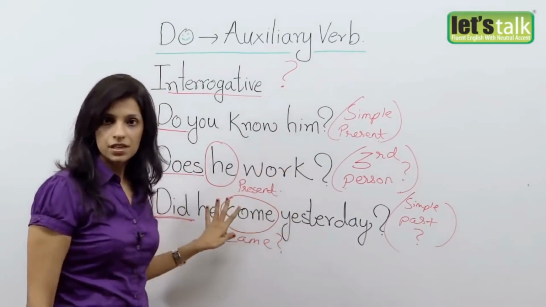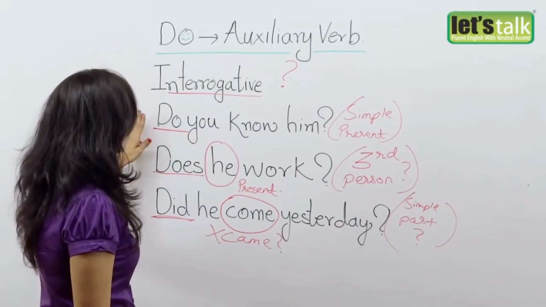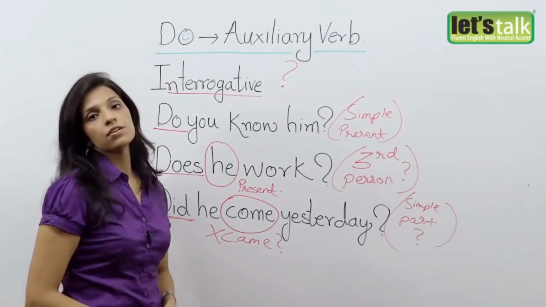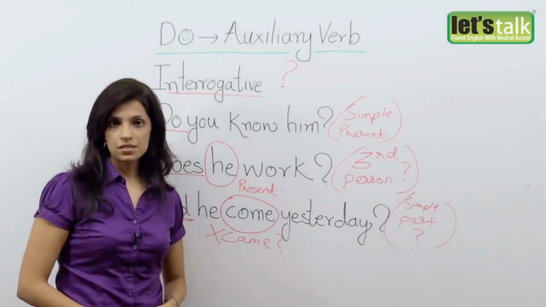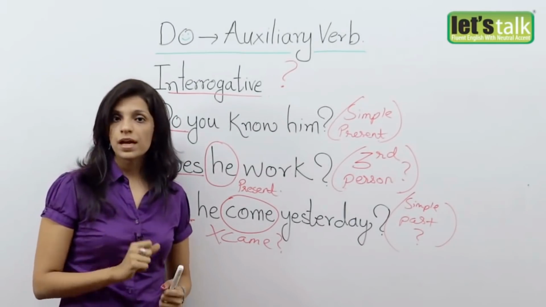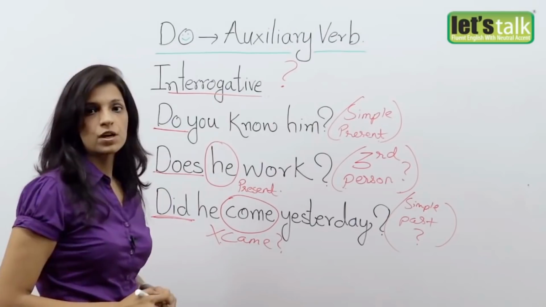Now, I hope this is very clear to you. Please remember, we use do, does or did for interrogative statements in the present and past respectively. Now, I am going to be back and show you more uses of the auxiliary verb do.